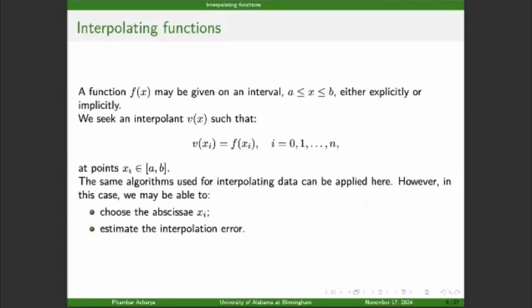So what are interpolating functions? A function f(x) may be given on a bounded interval [a, b], either explicitly or implicitly. Then we seek an interpolant v(x) such that the value v(xi) is equal to the functional value f(xi), and that point xi lies in [a, b]. The same algorithm used for interpolating data can be applied here. However, in this case, we may be able to choose the abscissa and estimate the interpolation error.